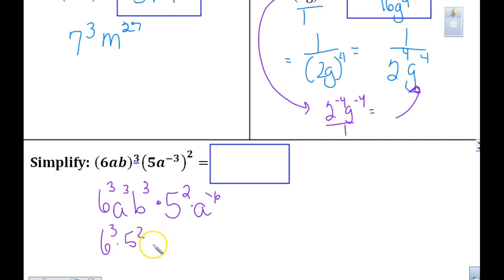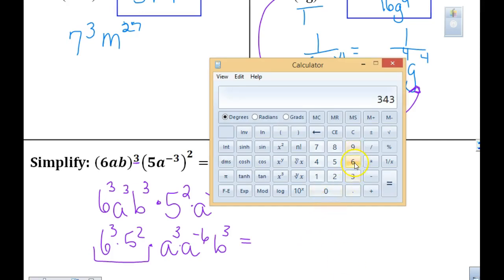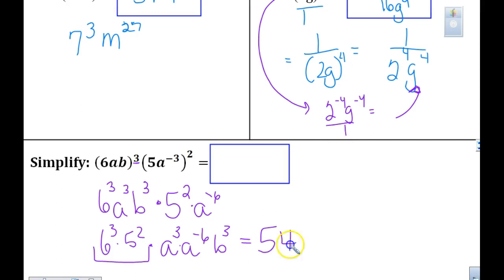Next, we are going to put all of our variables of a. So if I'm writing my a's, Matt, I'm going to have a to the what power? Third, and a to the -6. And then I have b to the third. Okay. I'm going to put this whole thing in my calculator. 6 to the third times 5 to the second. Okay? So you're taking 6 and you're raising it to the third power times, if you want to put in 25, or you could put in 5 squared, which does give us 5,400. So we have 5,400. So you will be able to use your calculators as you're looking at this.